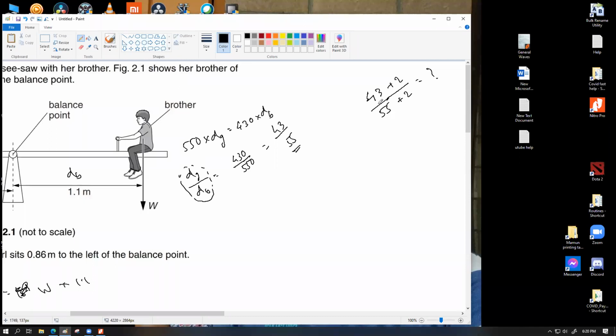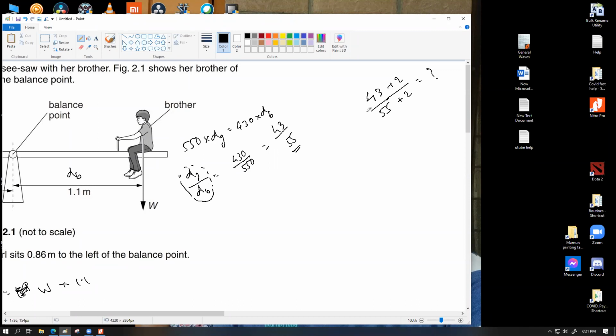Yeah, Samira, go ahead. Why will it be 430 by 550? Shouldn't it be 550 by 430? Because I have kept the girl distance on the top, so I'm taking this one on this side and this one on the bottom. Okay, sir. So I'm making the ratio of the girl versus the boy.